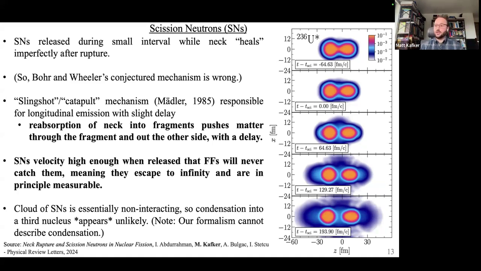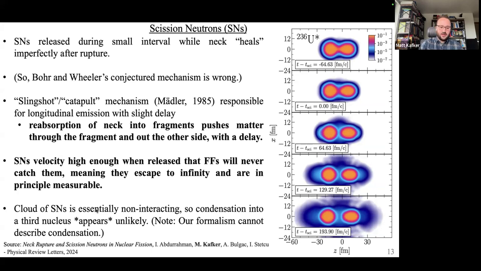So in principle, they should be detectable experimentally. So that's exciting. So there's some prospect of checking us on our claim that we believe these exist. You might be able to, in fact, see them in a detector. And also, we can estimate the interaction energy of this cloud of scission neutrons. We find it to be essentially non-interacting.